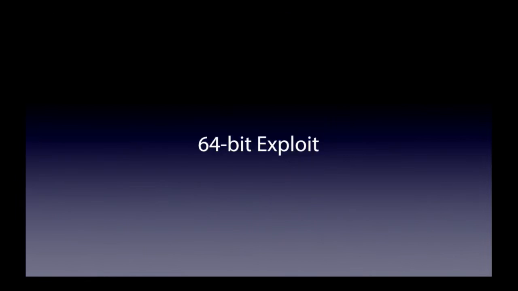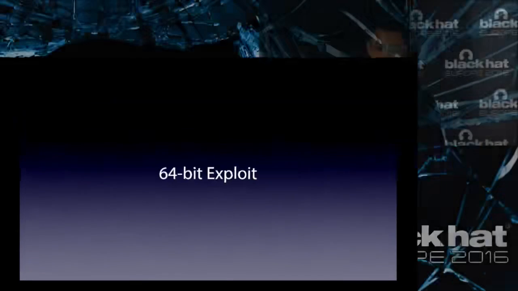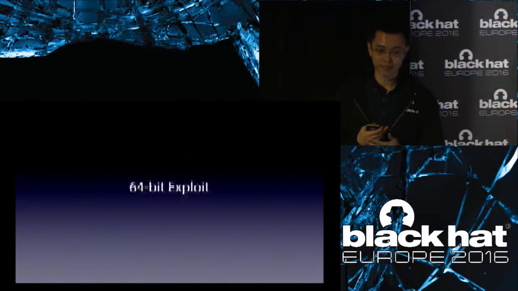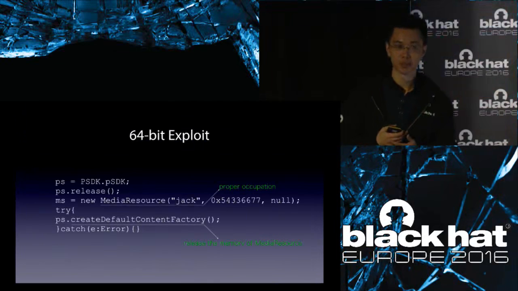So currently, what we have discussed is under a 32-bit environment. What about a 64-bit environment? First thing, the pointer changes from 4 bytes long to 8 bytes long, and many classes are in different sizes. As a result, PSDK and track, these two classes, are now in different sizes, so they cannot occupy each other. We should find another class to occupy the memory of PSDK, and that is media resource.